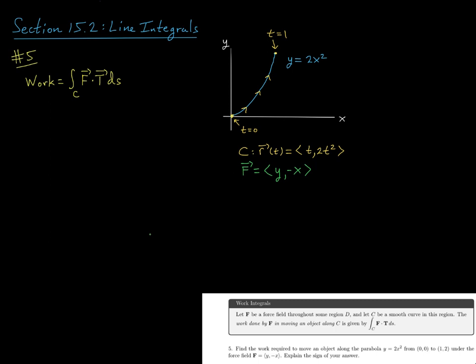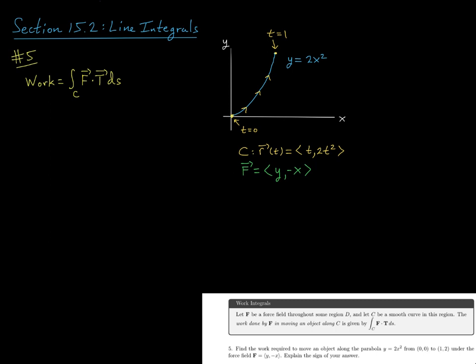So here I have our path, which is just this portion of this parabola, y equals 2x squared. I'm just going to parameterize this by setting x equal to t, so then y would be 2t squared, and t will vary from 0 to 1 as we move from the origin to the point (1, 2). And here's our vector field, ⟨y, -x⟩.